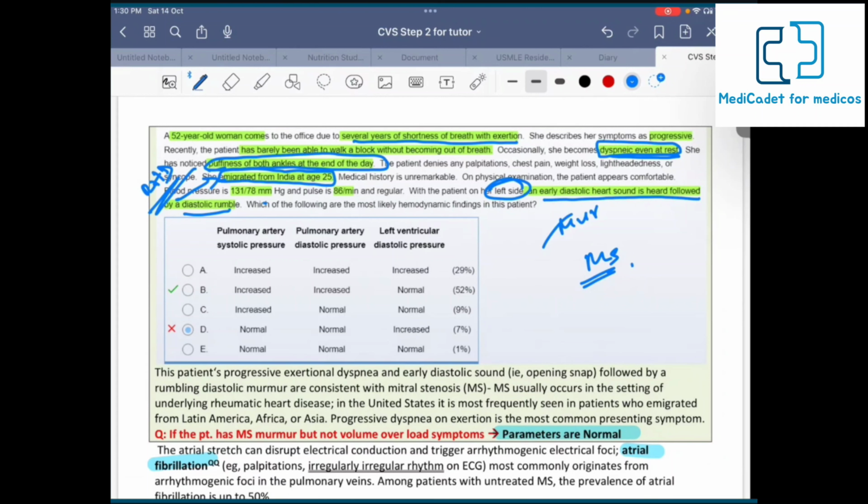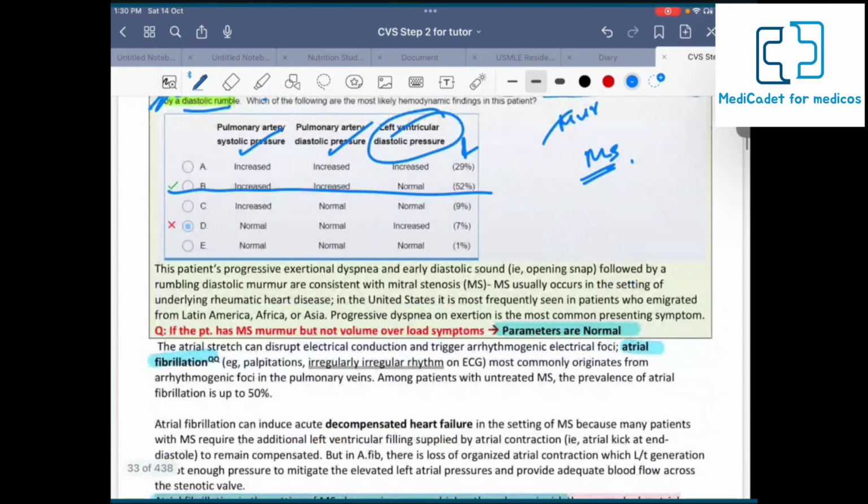Pulmonary artery systolic pressure will be increased, pulmonary artery diastolic pressure is increased, left ventricular diastolic pressure is either normal or decreased. Okay, so the option is B. There is no confusion here.